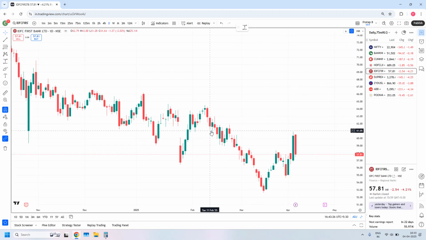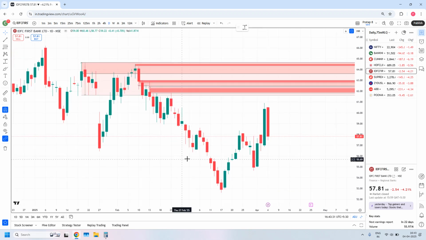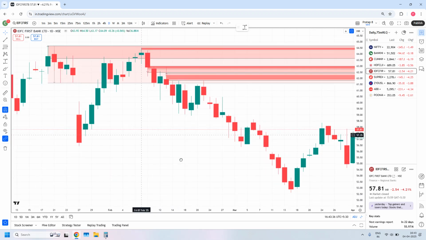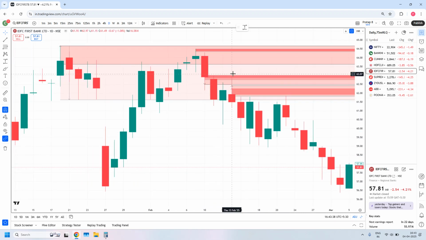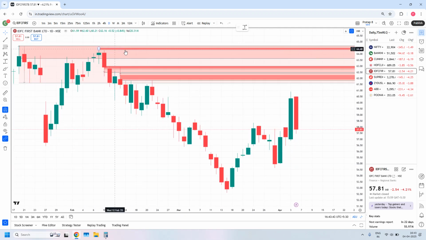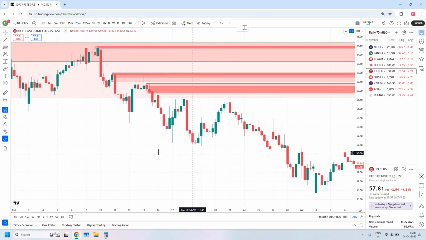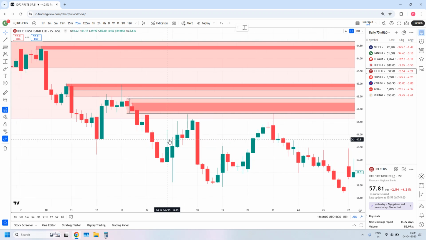Next one is IDFC First Bank. See, IDFC First Bank also is having a tested zone. And it is having a fine-tuned zone here. Let me explain how I have drawn this. In the 75-minute zone, inside daily, we are fine-tuning 75.